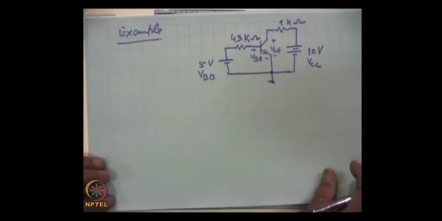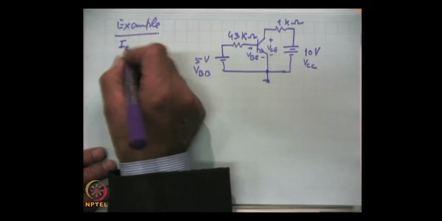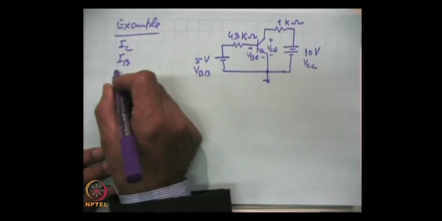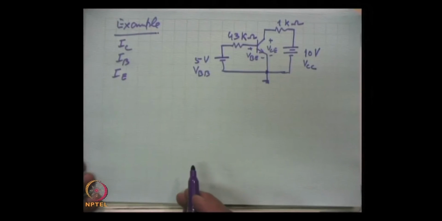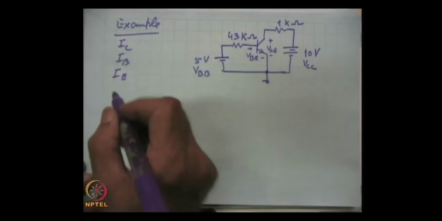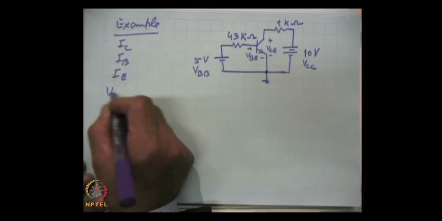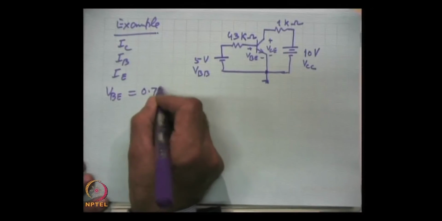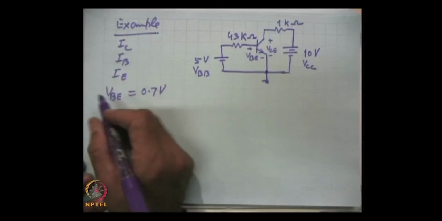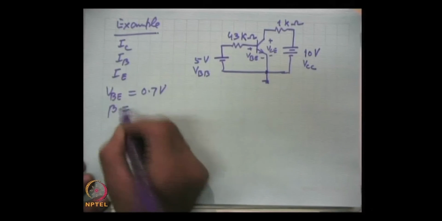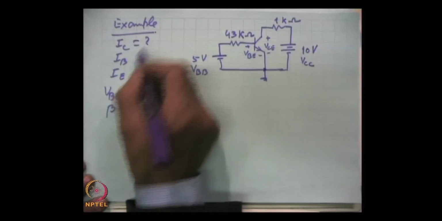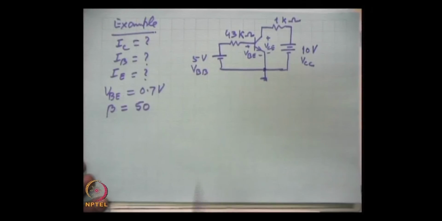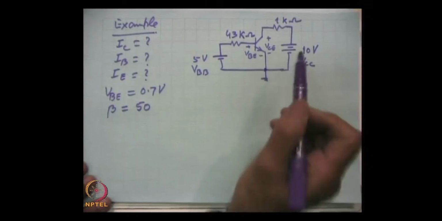So, I am taking a general example to demonstrate how simple it is to calculate the three currents I C, I B and I E in a circuit when some parameters are given. What is given is that in this circuit VBE is 0.7 volts, and also that beta, the transistor current gain, is, say, 50, and we have to find out the value of these three currents.